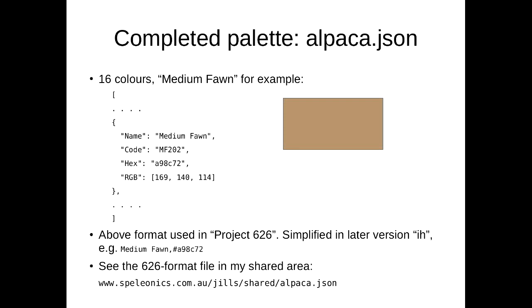That's the format that's used in Project 626. If you download Project 626, which you can find, you'll get a requirement for that kind of format. There's another format there, which is the later version, which I haven't got working. Have a look at my 16 colours in my shared area. You can see all the rest of them. I did have a slide which had all of them, but Mike said everyone would fall asleep.